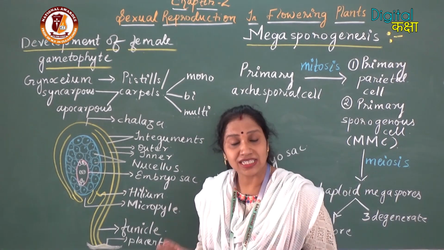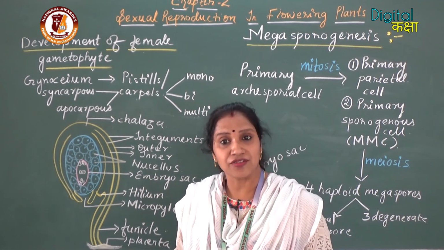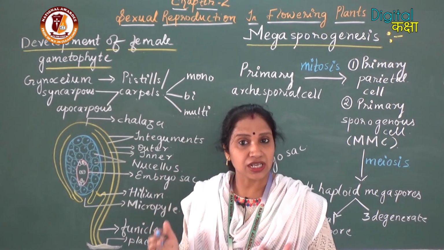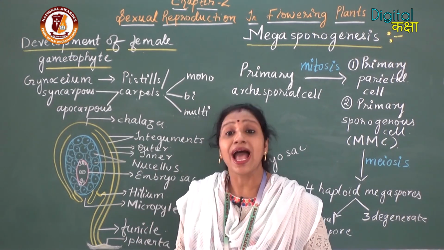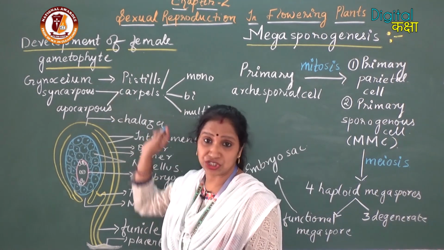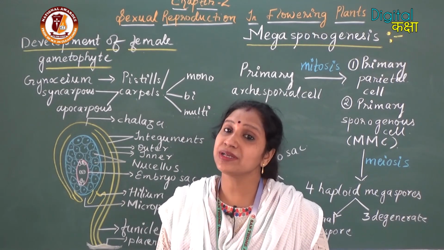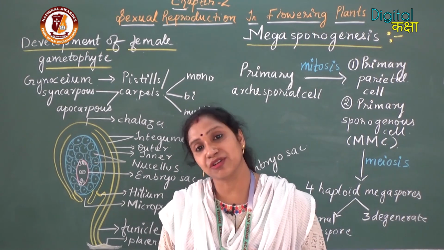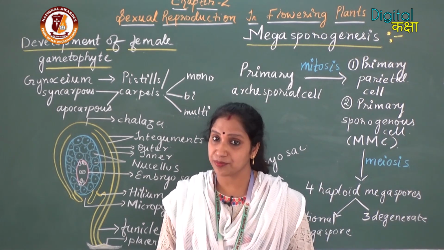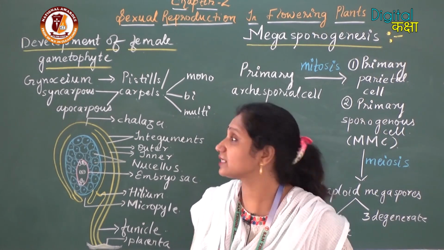You all know that the female reproductive unit of the flower is called the gynoecium. The male reproductive unit is the androecium and the female reproductive unit is called the gynoecium. The gynoecium consists of carpels and pistils as the reproductive organs.